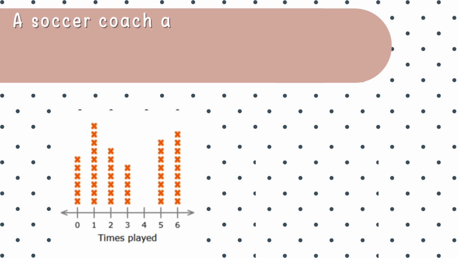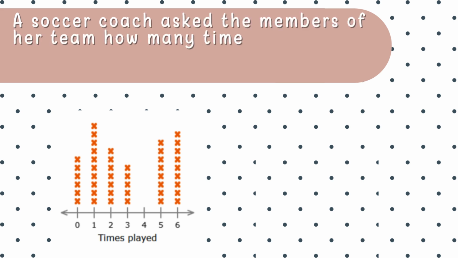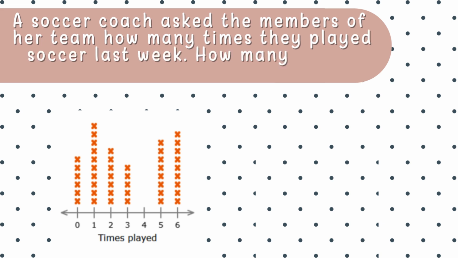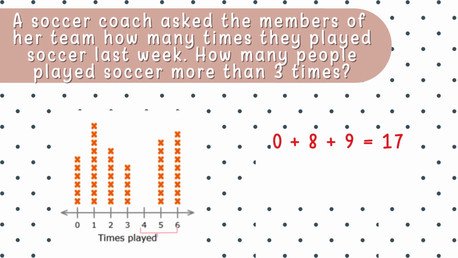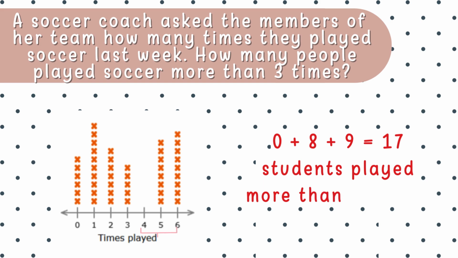A soccer coach asked the members of her team how many times they played soccer last week. How many people played soccer more than 3 times? So more than 3 times we would want the numbers of 4, 5, and 6. So we have 0, and then we have 8, and then 9 X's. So to find how many people played more than 3 times, we'll just add the 0 plus 8 plus 9 to find out that 17 students played more than 3 times.